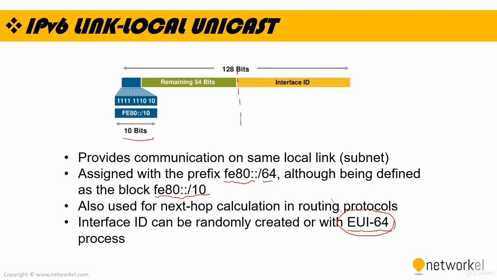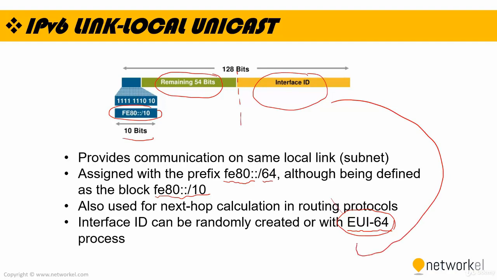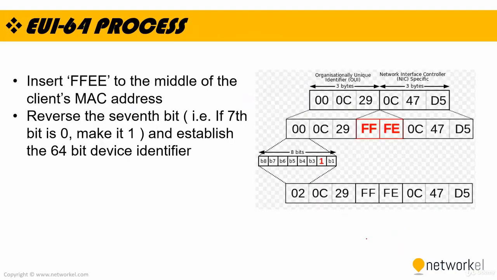First portion is this address space. This is the remaining 54 bits, and in the second portion we have the interface ID, and we can calculate the interface ID randomly or with this EUI process. Let's take a look at the EUI-64 process.